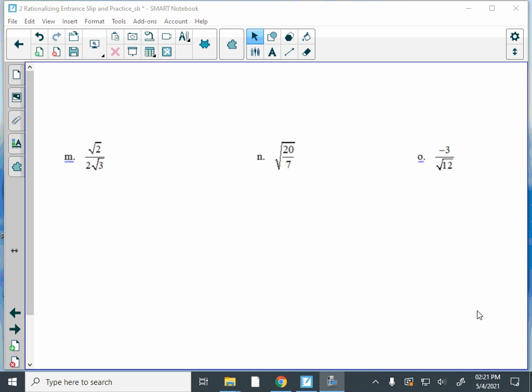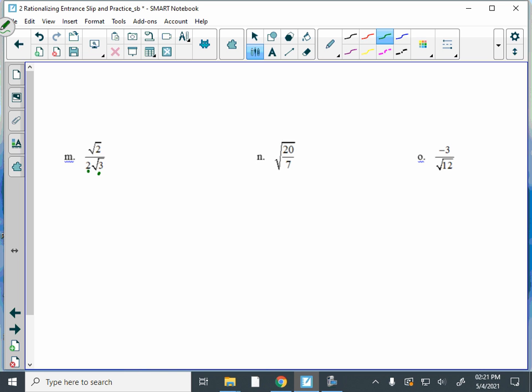If we take a look at m and rationalize that denominator, you notice we have a number and a radical underneath in our denominator. You only have to rationalize the radical. So you don't have to multiply by 2, you just need to multiply by radical 3 to get rid of it. Okay, so when we do that, we have radical 2 times radical 3, which is radical 6.